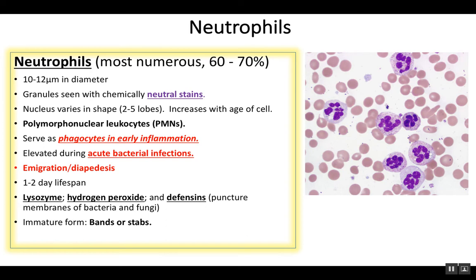In their immature form, they tend to be called bands or stabs because their nucleus has not lobed up yet. It just looks like a band across the cell. And then as they mature, as they circulate, they become more segmented. Sometimes they're called segs. So for each leukocyte, I want you to pay particular attention to a few things. One, be able to identify the cell. If you see a cell with many different shapes to its nucleus, it's probably a neutrophil. Know the normal percentage and know the function of the leukocyte.